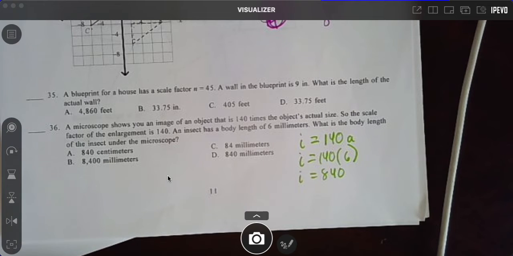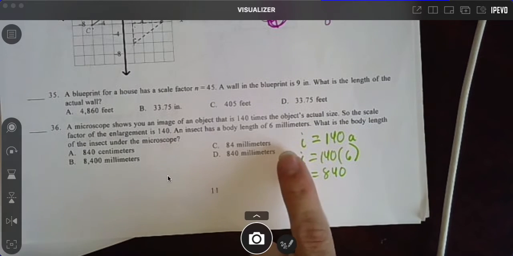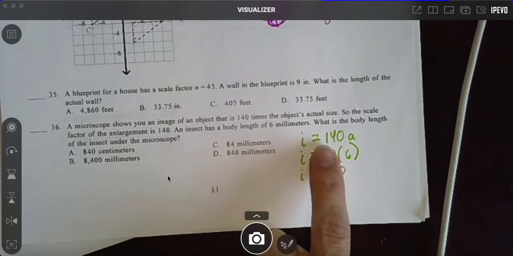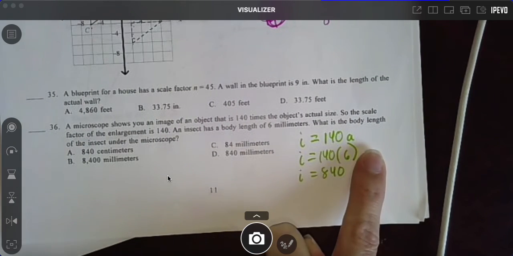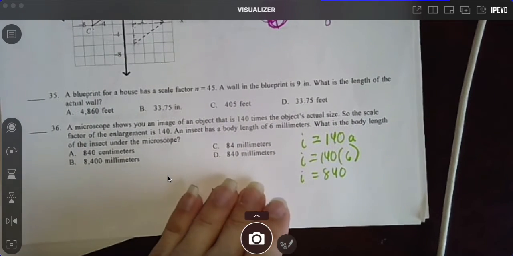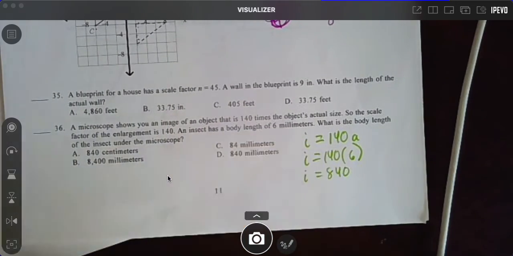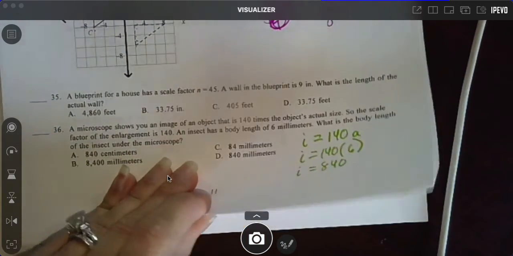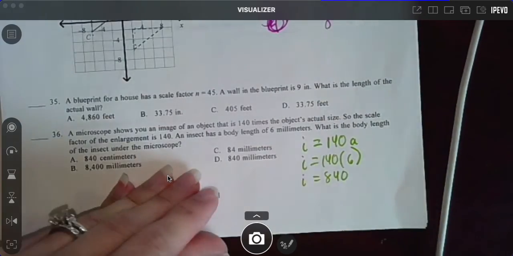Isn't that one better? I like that one, because you can just set up a little equation. The image is 140 times the actual size. That's what it says. Image is 140 times A. They give you A, you multiply. I like that one a lot better too. Okay.